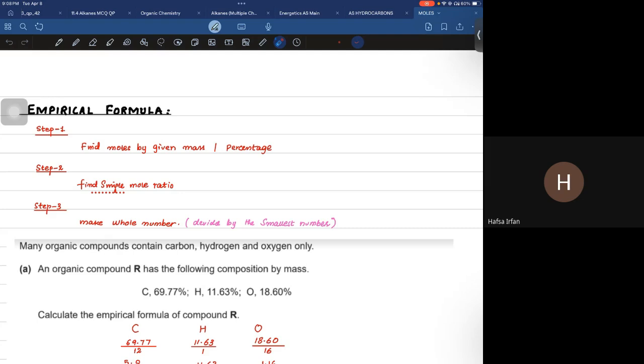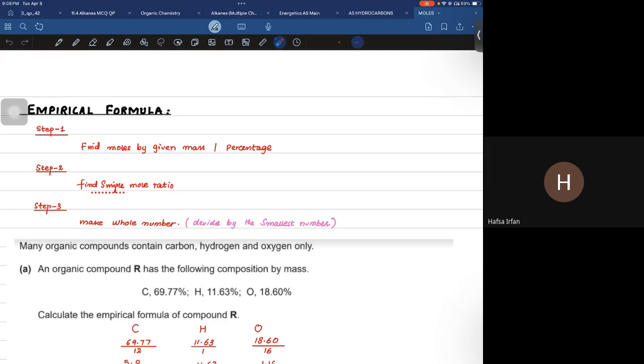Starting from empirical formula, this is very easy. Of course, you have also learned it in your IGCSE. What is empirical formula? It's the simplest formula, or it's known as experimental formula.